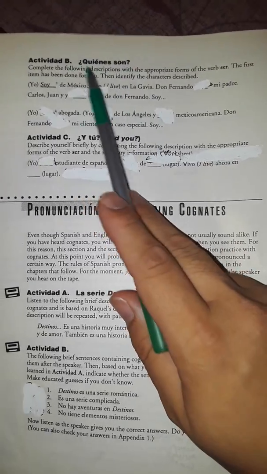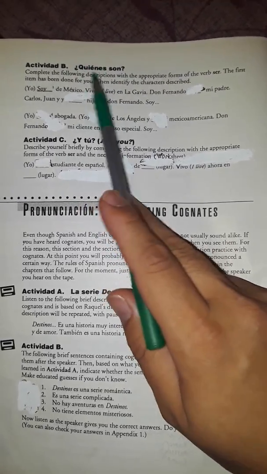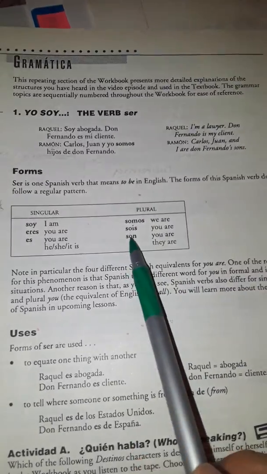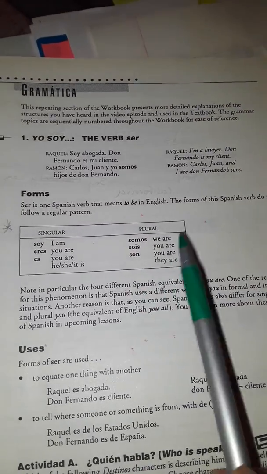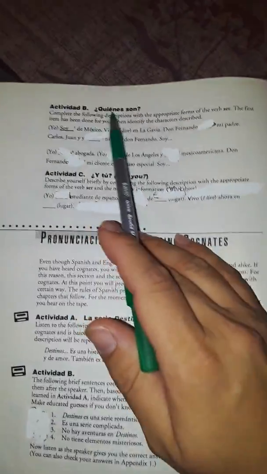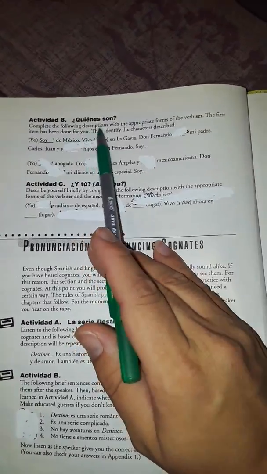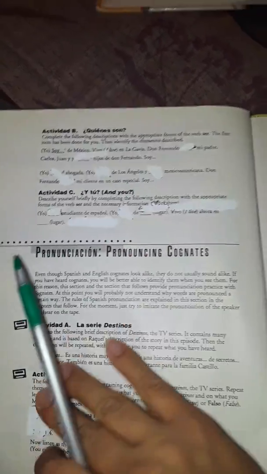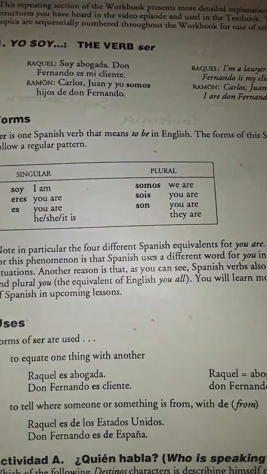¿Quiénes son? Now they're asking you. ¿Quiénes? That means once they have that es at the end, now they're talking about more than one person. ¿Quiénes son? And remember over here, son means you are or they are. Since we're talking about a couple people, it's probably they are. Complete the following description with the appropriate form of the verb ser, which is on this page. That's the verb ser.